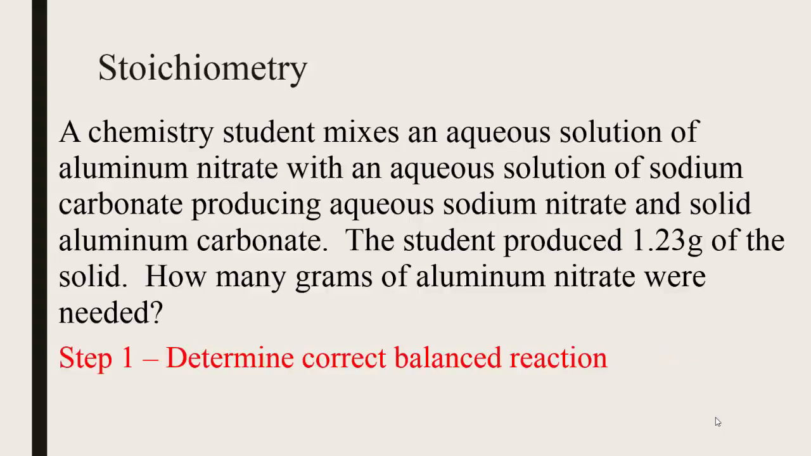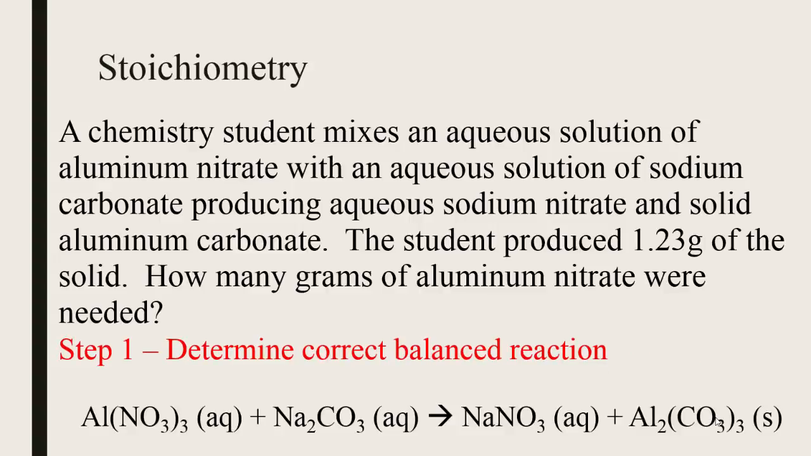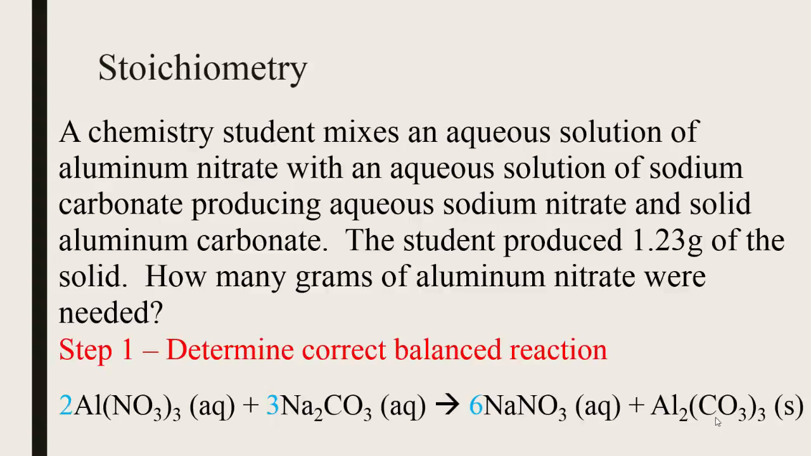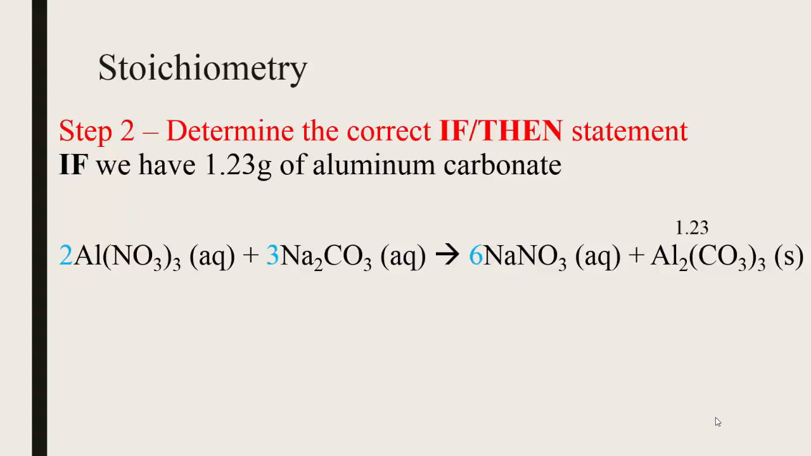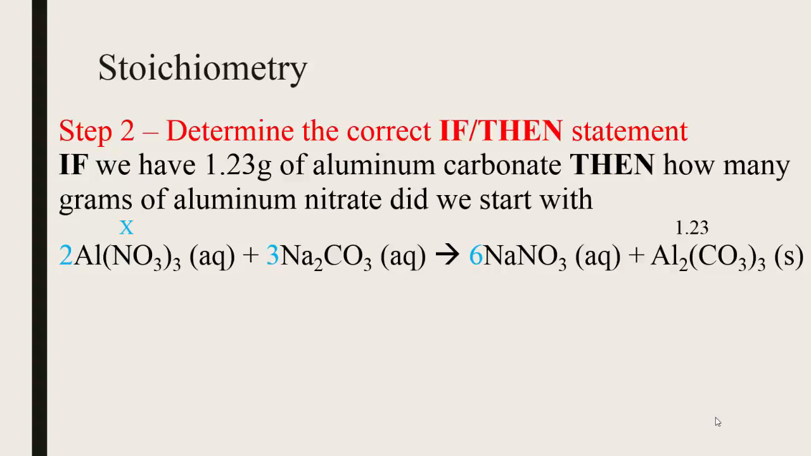We started with step 1. We got the correct balanced reaction. So we start with the skeleton reaction, making sure that we have the correct chemicals, and then we balanced it. So here's the balancing. Determine the correct if-then statement. If I have 1.23 grams of aluminum carbonate, then how many grams of aluminum nitrate did we start with?